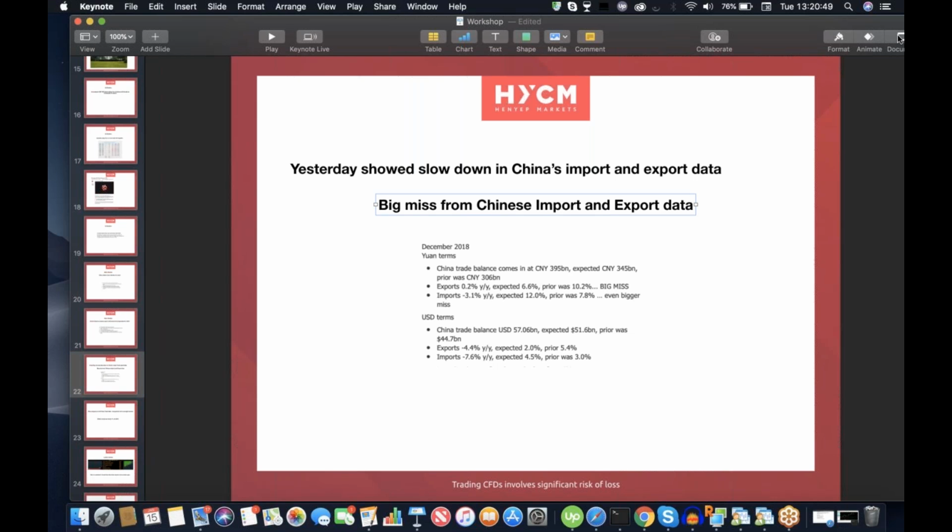And also, we saw this interesting data: imports falling minus 3.1% versus a 12% expected. So that's the goods being imported into China. And of course, this is a good indication that Chinese consumer confidence is falling. There's less imports. People are buying less products. It's an indicator that things are slowing down. They're exporting less, importing less. These are signs that the economy is shrinking.